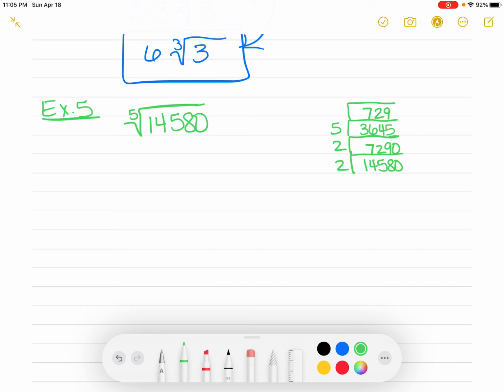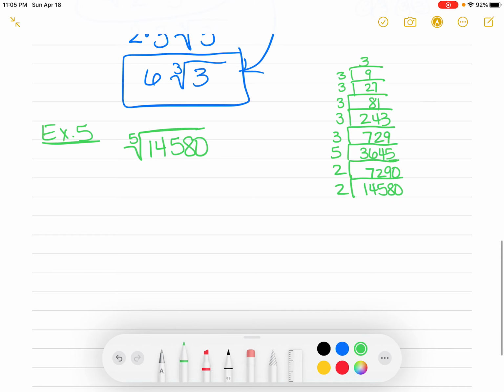Okay, and then that almost looks like it's a prime number. 729 looks like that can't be divided by anything. So I know it's not a 2, but I'm going to check 3. Can it be divided by 3? And it can. It's going to be 243. That can be divided by 3, which is 81. That can be divided by 3, which is 27. That can be divided by 3, which is 9. And that can be divided by 3, which is 3.